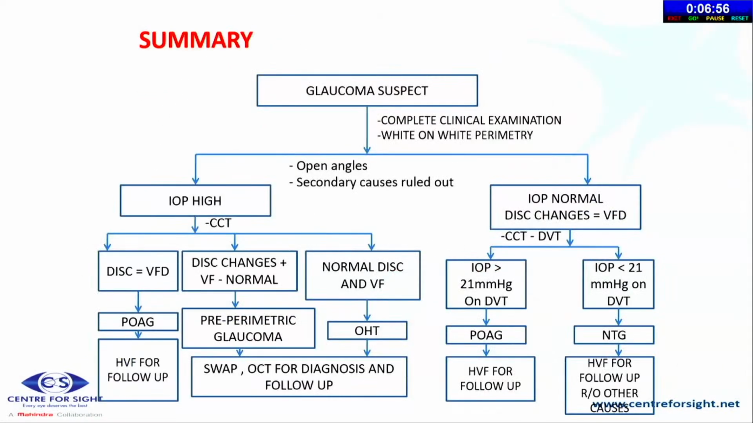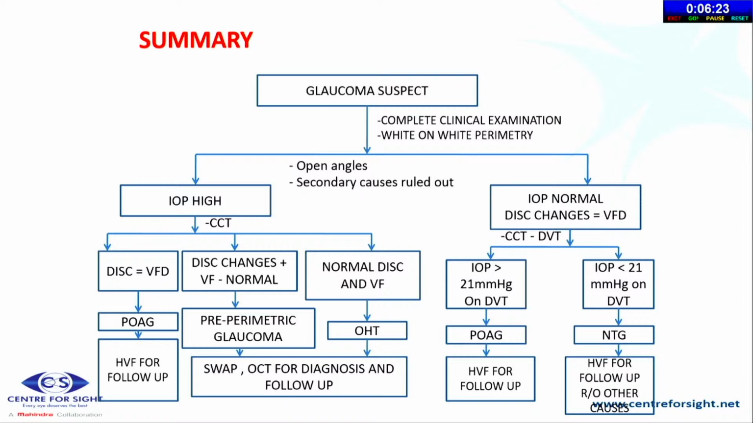To summarize, if you have a glaucoma suspect, you do a complete clinical evaluation, you do a white-on-white perimetry, you do gonioscopy, reveal open angles, and secondary causes are ruled out. If the intraocular pressure is high, you do a central corneal thickness, and if disc findings are there, visual field damage is there, which is correlating, you are dealing with a primary open angle glaucoma. You need to do a visual field for follow-ups as well. You need to treat those patients and do a perimetry for follow-ups.